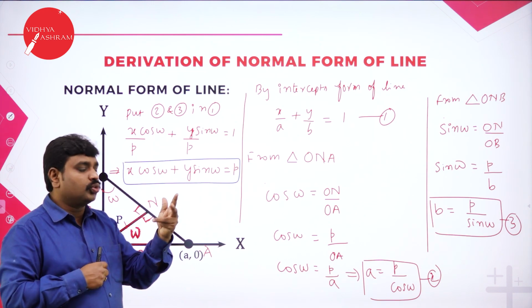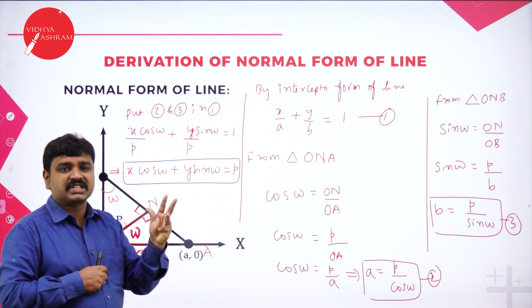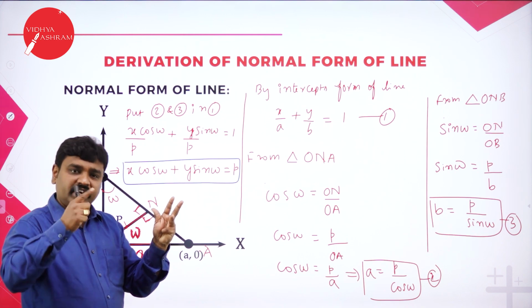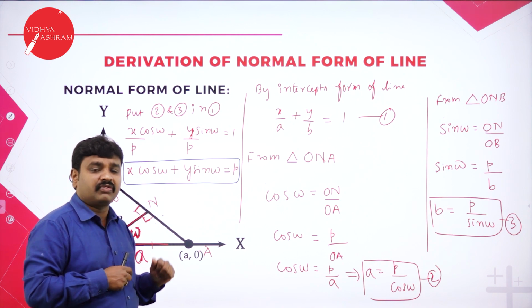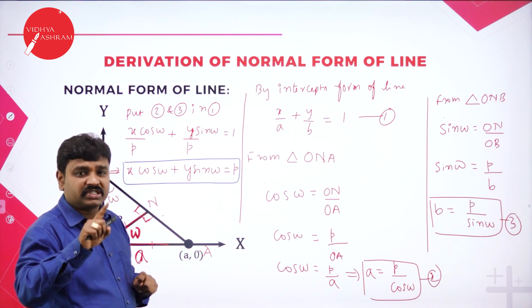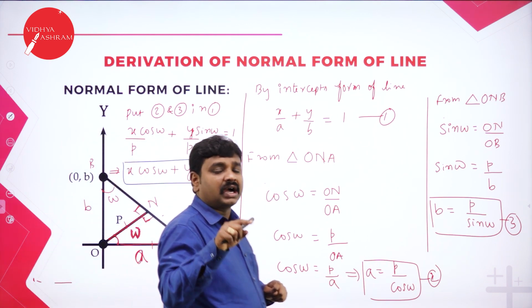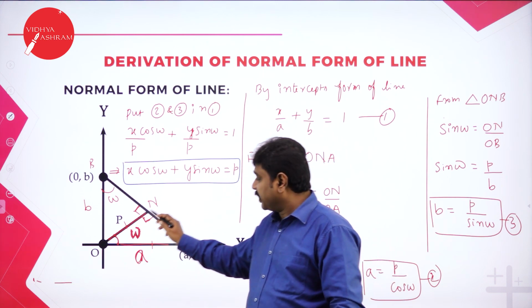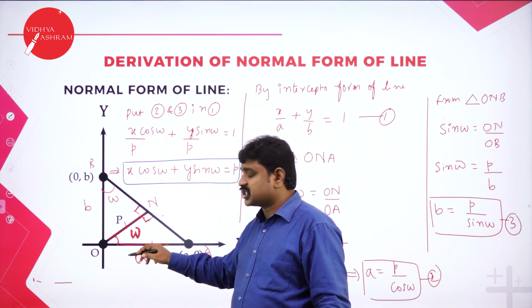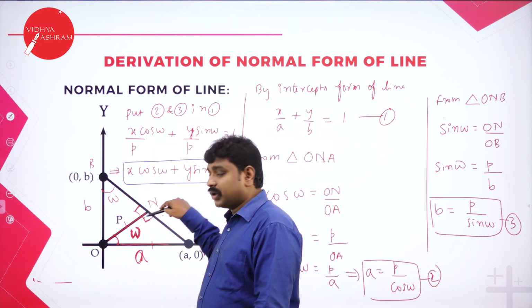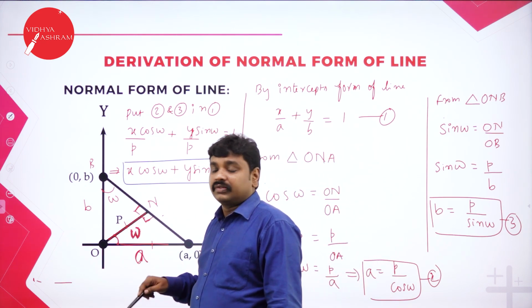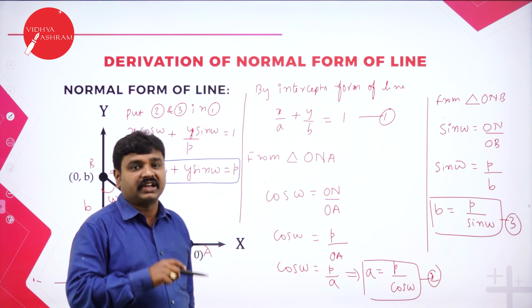Then we learned the 2-point form. X minus x1 by x2 minus x1 equal to y minus y1 by y2 minus y1. Today we learned the fifth form, that is the normal form. What is the normal form? X cos omega plus y sin omega equal to P. What is omega? Omega is the angle made by the perpendicular or normal with respect to the x-axis, and P is the distance of the line from origin, or the length of the normal from origin to the given line.